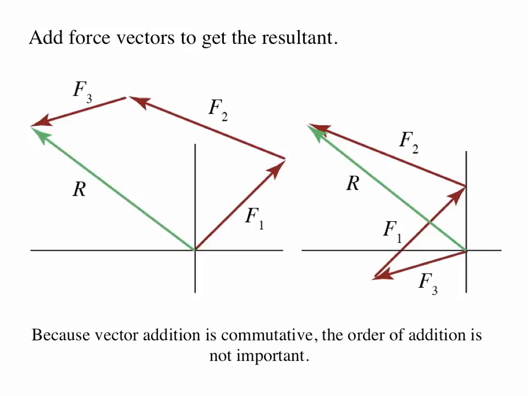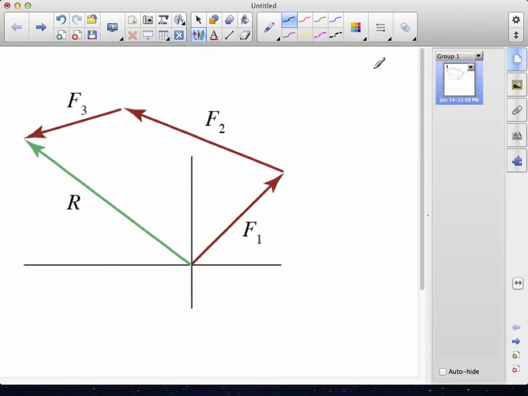I will choose the ordering on the left and add vectors together sequentially so that I can use what we know about triangles, the law of sines and cosines, to get the results. In particular, I will first add F1 to F2 to get an intermediate resultant, which I'll call Q. Then add Q to F3 to get the final resultant, R.